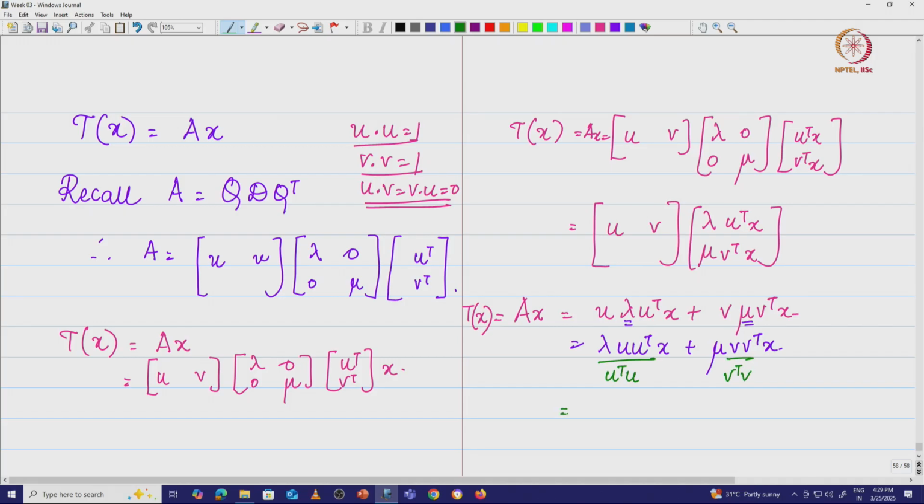So what do we get here? We basically get lambda into u transpose divided by u transpose u x plus mu into v transpose divided by v transpose v into x. Oh, this is something which we already know. This is basically a matrix that projects along u, and this matrix projects along v. And what can we say about u and v? u and v are basically orthogonal vectors or orthonormal vectors, unit vectors which are orthogonal to each other.